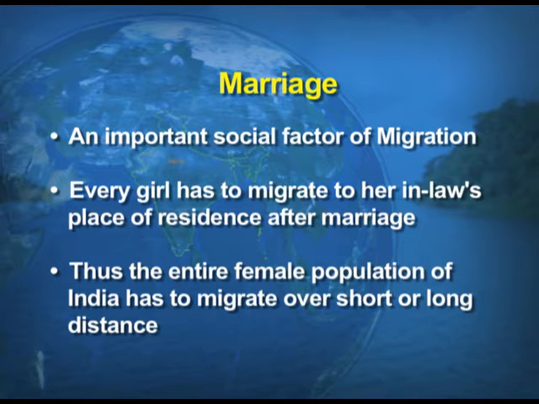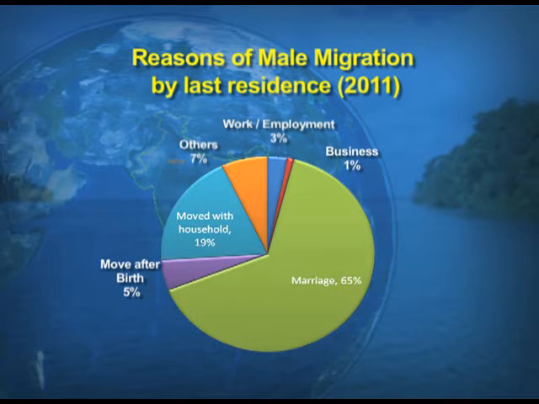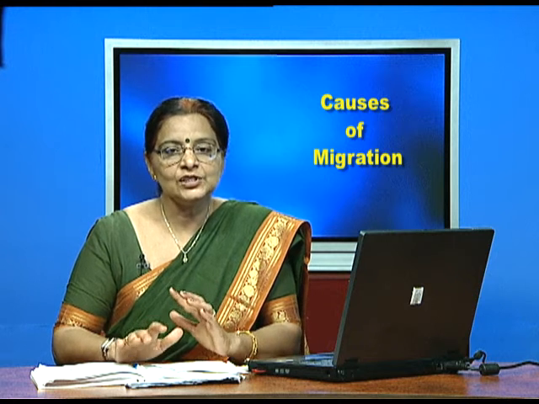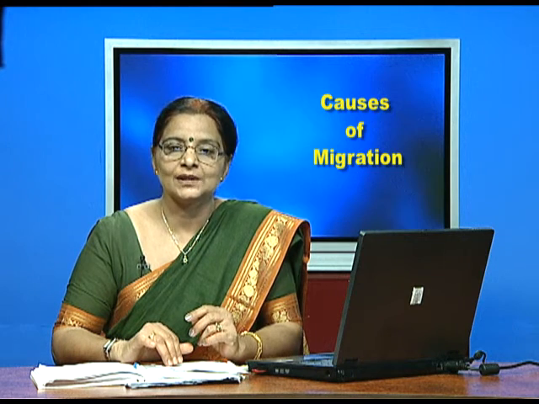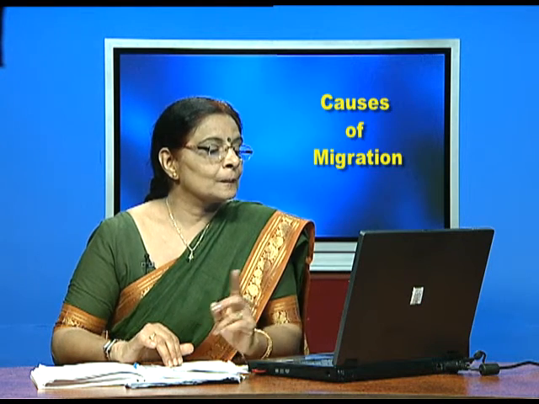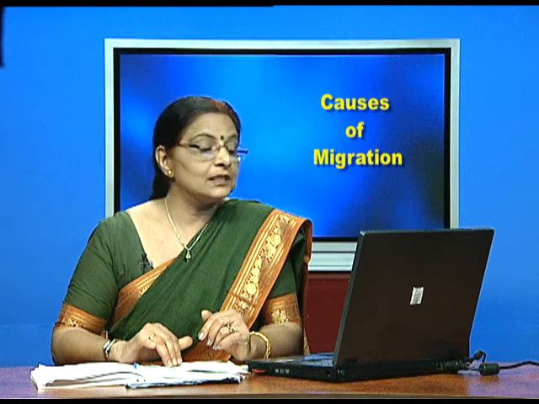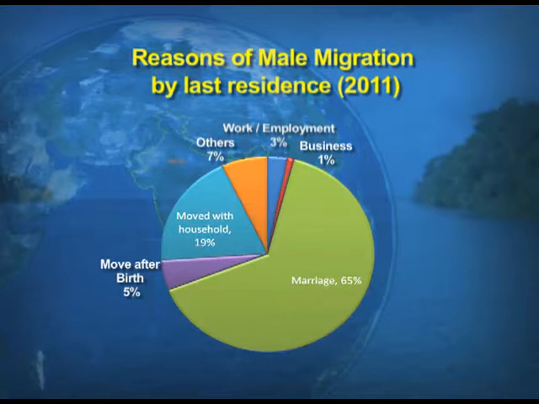which indicates the female migration. Here you can see more than 50% of the migration, that is 65% of the migration of females, is only because of marriage. So, you can well differentiate between the causes of male migration and female migration. And the second largest migration among females, as you can look in the visual, is when they are moved with the households. That means the whole family shifts from one place to another. Then movement after birth is only 5% among the females.